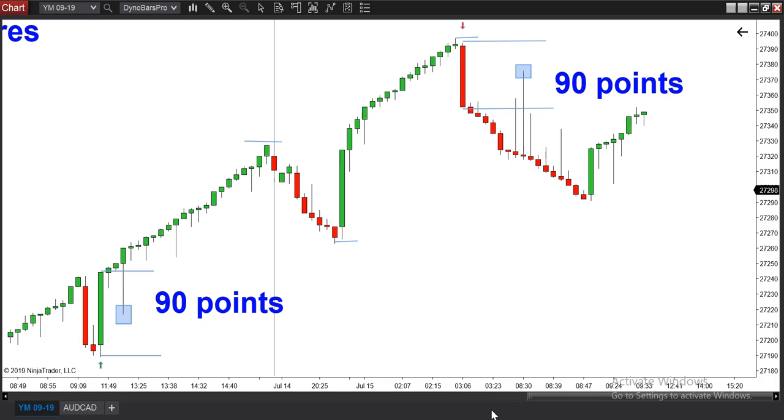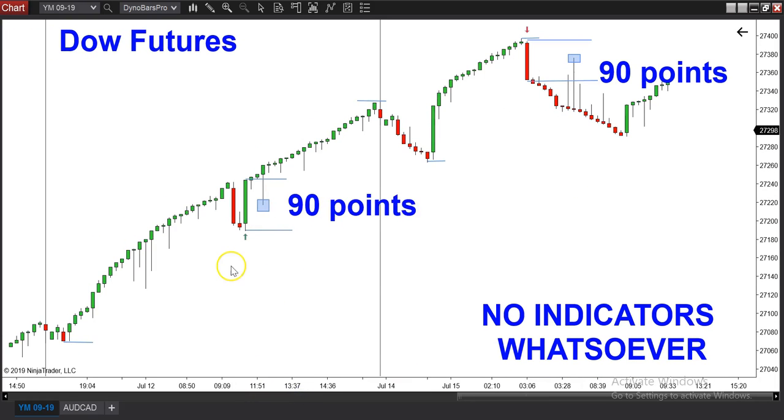So can you see what I'm getting at here? Whether you trade a trend day like this on the left, or you trade a slow day on the right, it doesn't really matter.